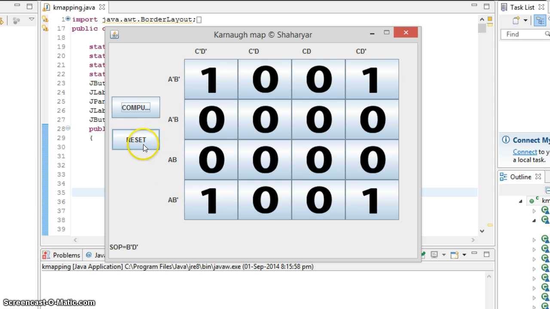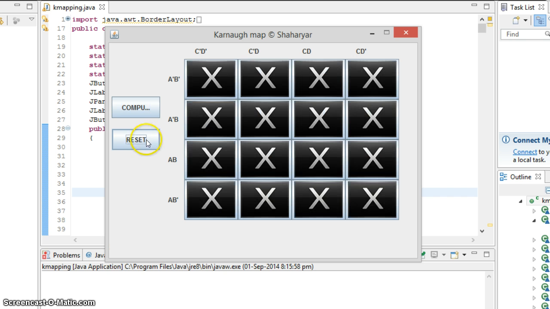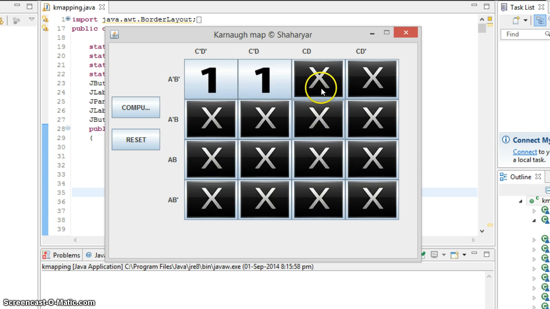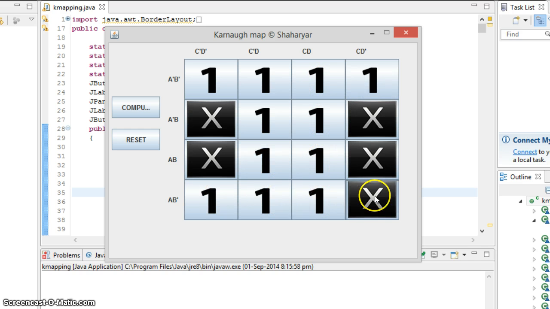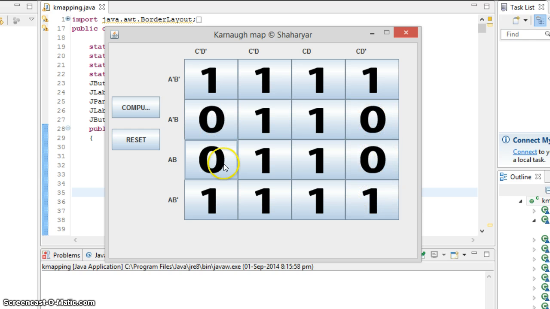Let's check for another one. Reset. Let's check it. Compute it. Yes, forming a group of eight. This group, again wrapping around. Yes, A dash and A is cancelling out in this group. The answer is B dash.